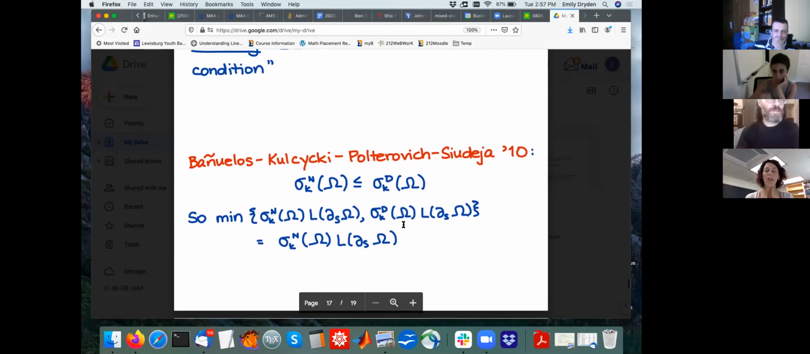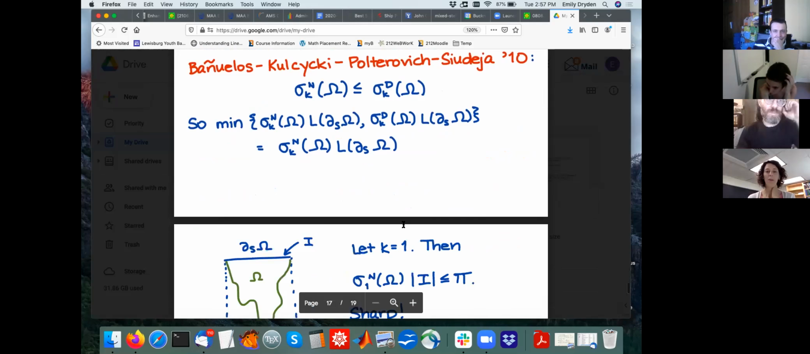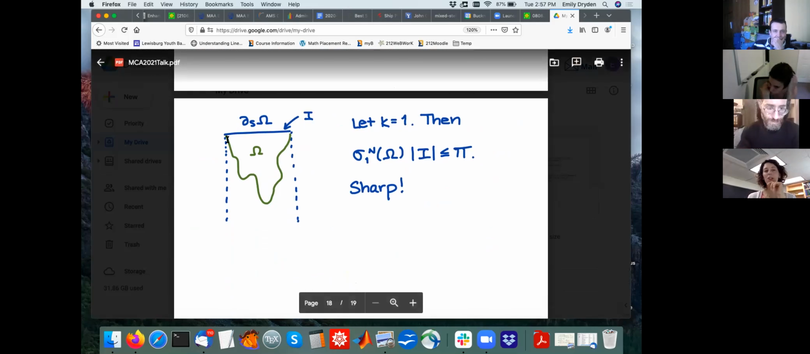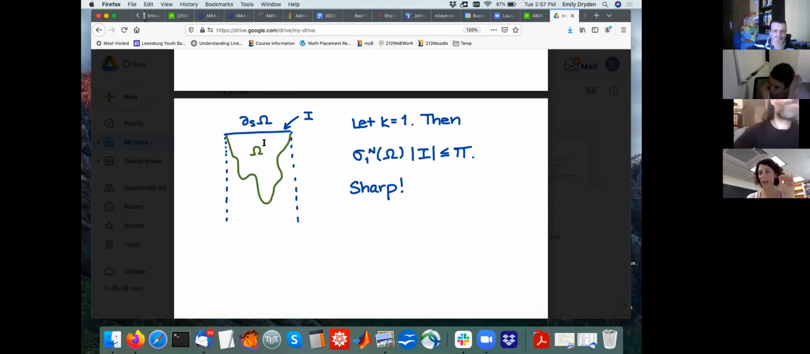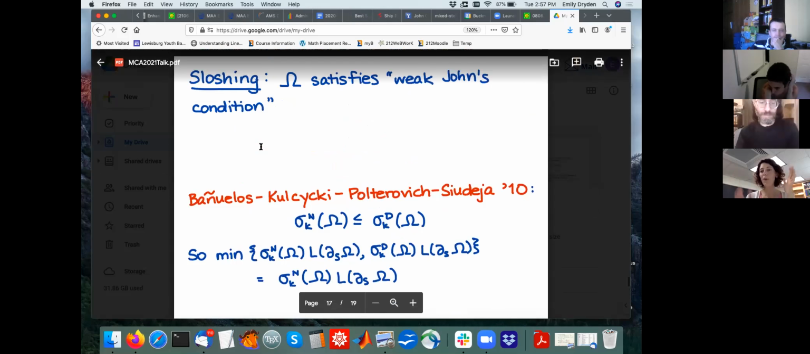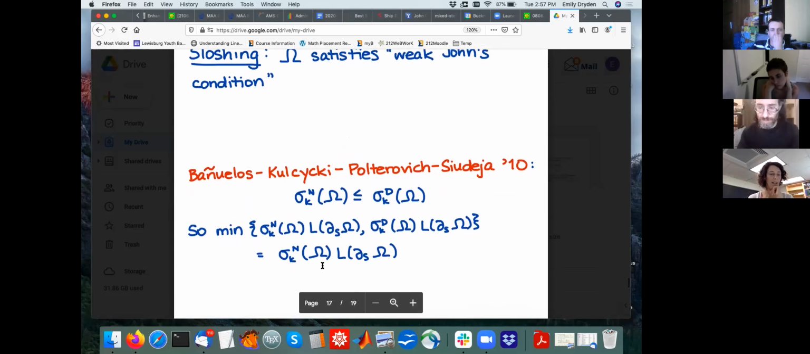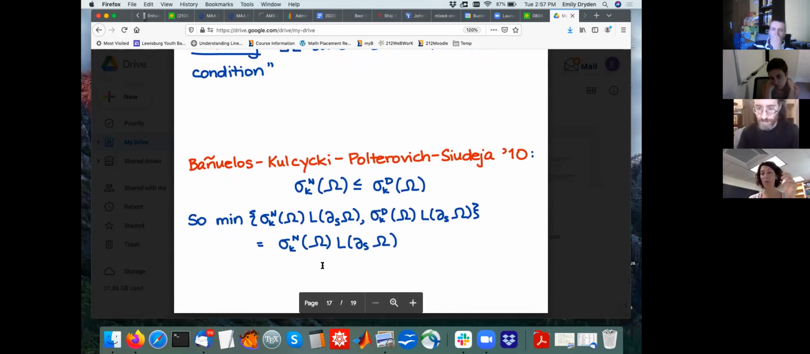So what does this weak John's condition mean? Just look at the picture. We have some nice boundary on one piece, and then the rest of the boundary stays within a bounded region. If we have a domain that looks like that, then we can apply our theorem to say that the minimum of those two eigenvalues is the kth normalized Steklov-Neumann, which is less than or equal to (2k minus 1) pi.